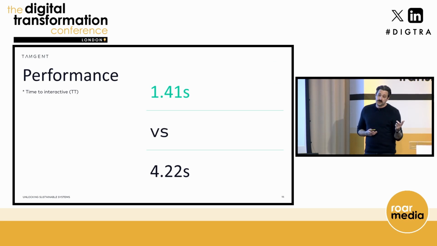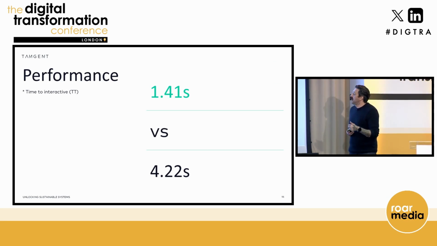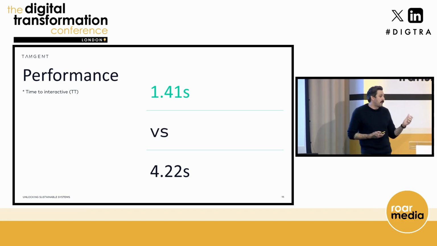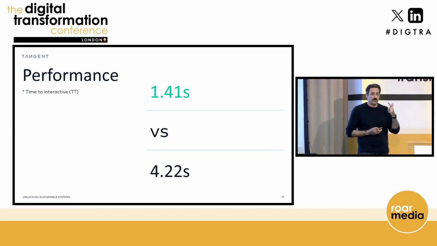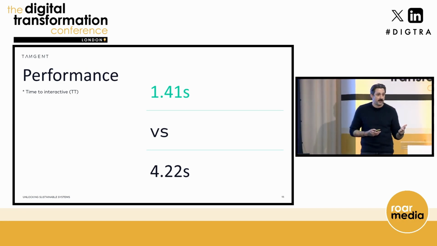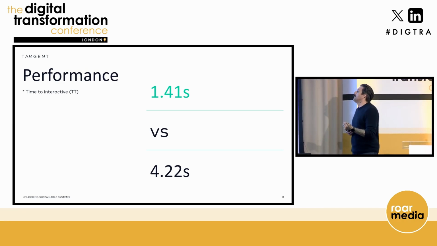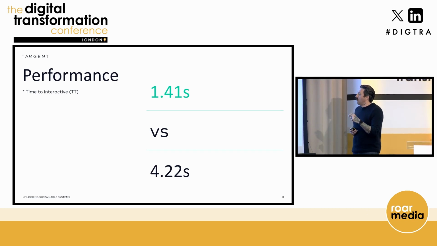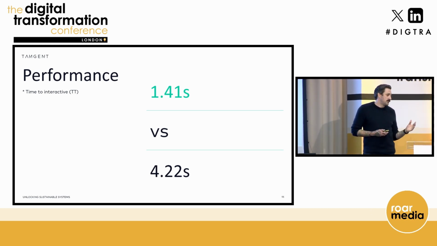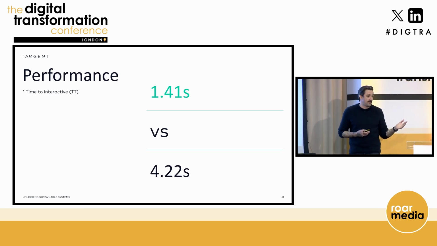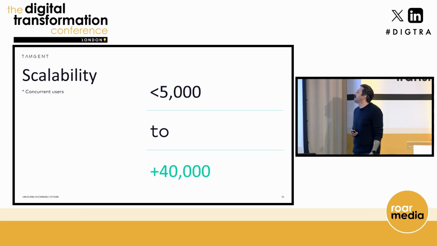Firstly, performance. Time to load the home page dropped from 4.22 seconds to 1.41 seconds. That's significant, right? That will affect their SEO rankings, that will affect the user performance and user satisfaction of the pages. This time as well also is global. So if somebody in China looks at that page, it'll be the same as somebody looking at it in the UK. So there's significant benefits there from a performance perspective.